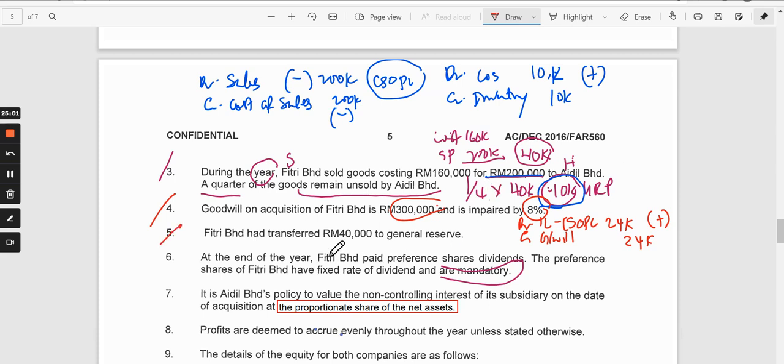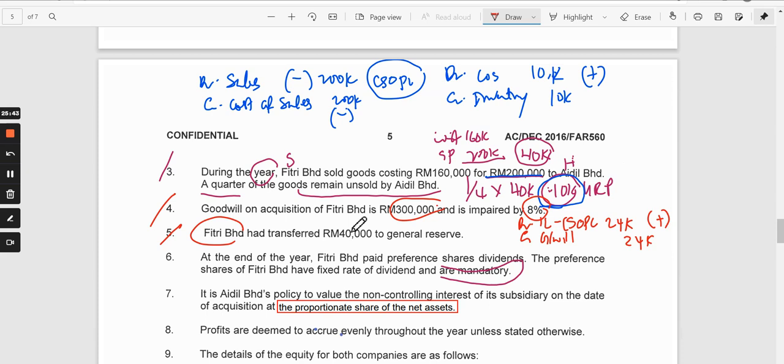And the next one is the transfer to reserve. The transfer to reserve here is the transfer to reserve made by Fitri. When it is made by Fitri, it will not appear in the retained profit of Fitri. The share of the transfer will appear in the retained profit of the parent, but we won't show the transaction of transfer to the reserve by the subsidiary in the group statement. That will be done by Fitri itself when it was being transferred.